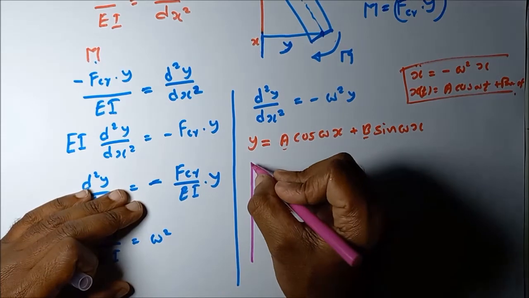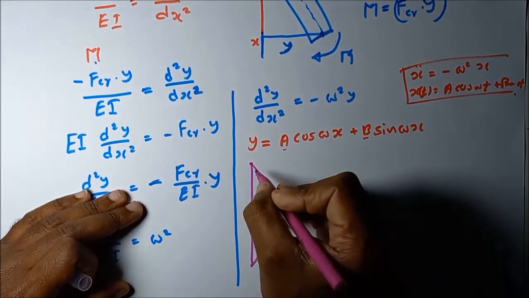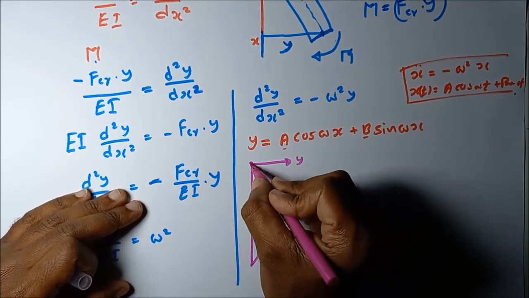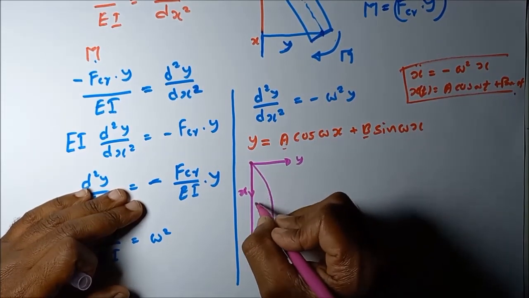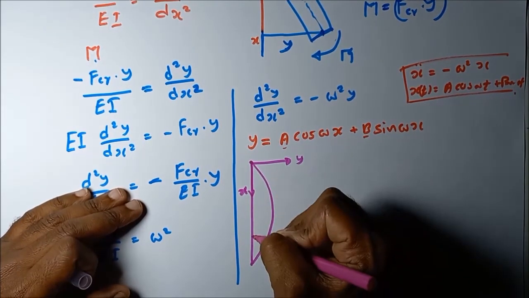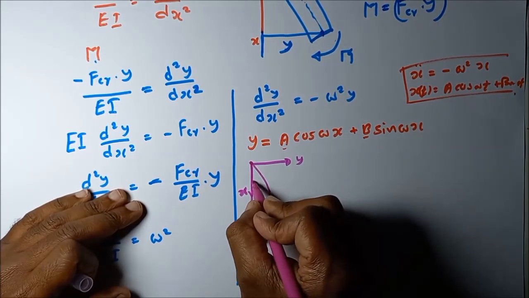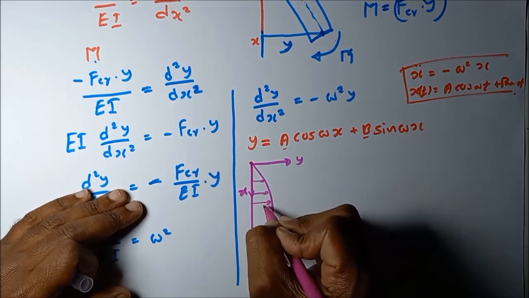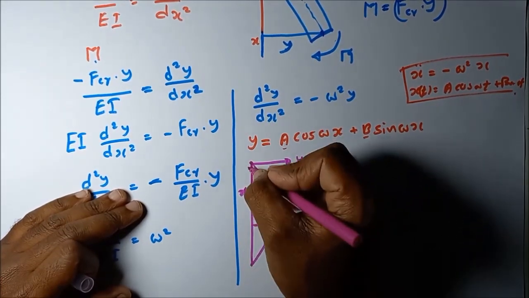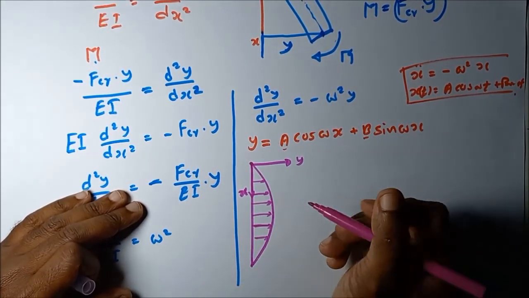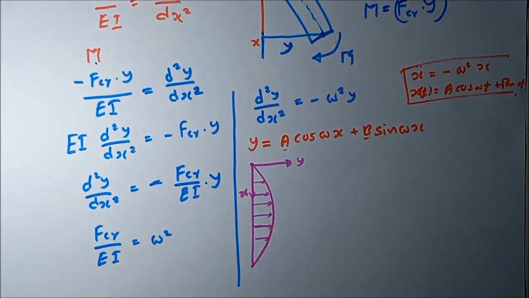Let's take this same diagram. This is the buckling of the structure. This is the y coordinate, this is the x coordinate. This equation gives the deviation with respect to the x value along the length of the column, that is, the amount of deviation in the y direction along this x direction. So a and b constants we have to determine using the boundary conditions.